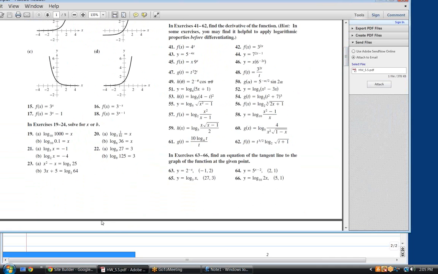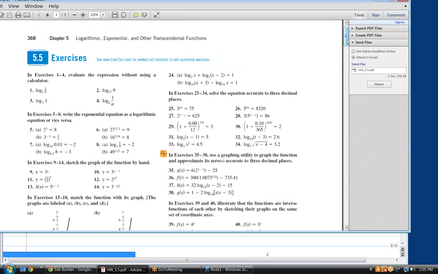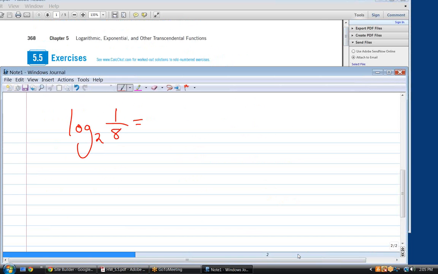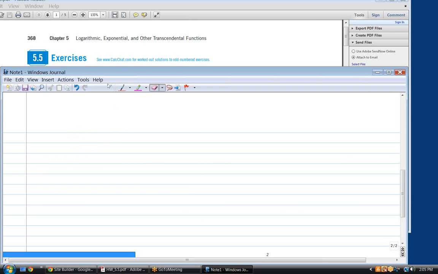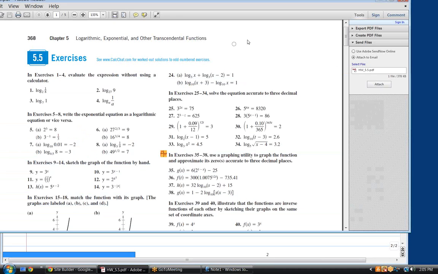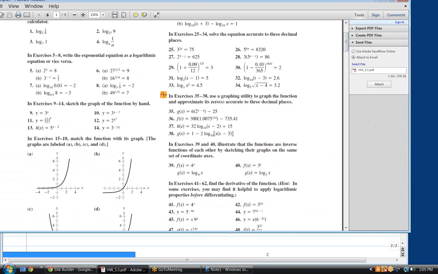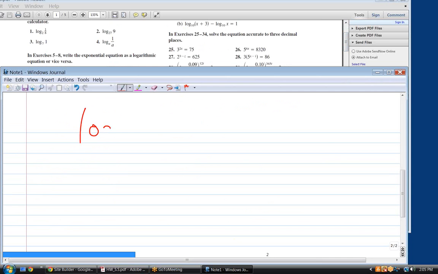Unless, of course, you see anything in the previous questions that looks important to review. Well, let's make sure you can do this one. Not that one. Well, yeah, let's make sure you can do that one also. How do I do that? How do we do log base 2 of 1/8? Yeah, without a calculator.